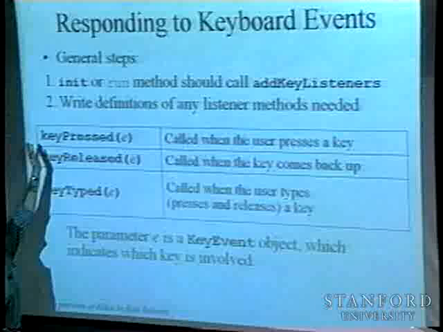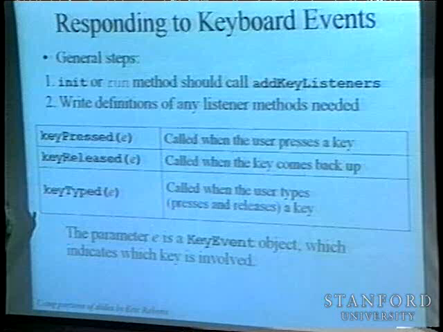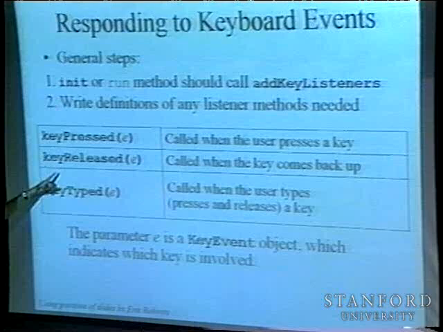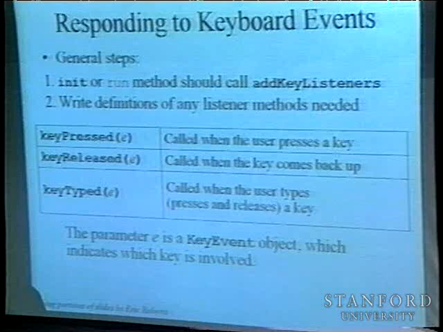So for the key listener, there's three things you can check for, or these are the most common ones. There's actually a few more that are in the book, but these are the ones you really need to worry about for most things. There's key pressed, which is called when the user presses a key, okay? There's key released, which is when they let go of the key. So key pressed is when they push it down. They have not necessarily let go of the key. Key released is they've let up on the key.